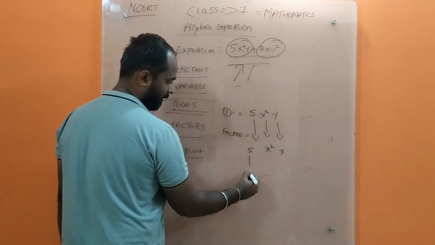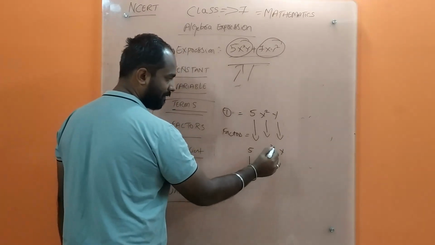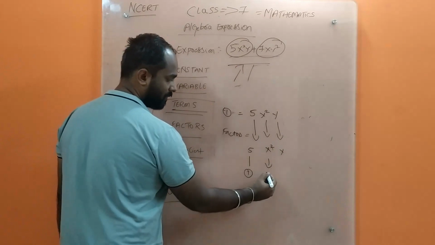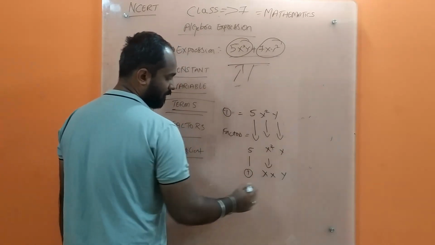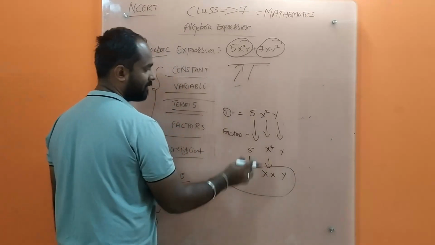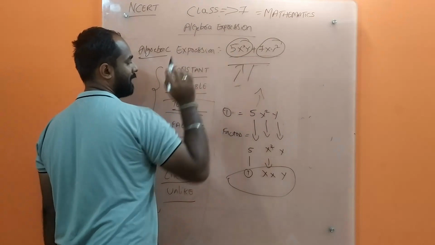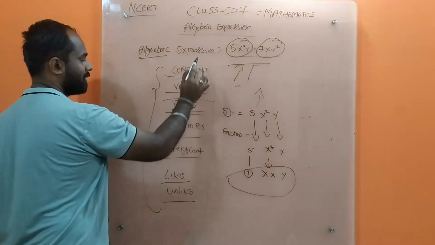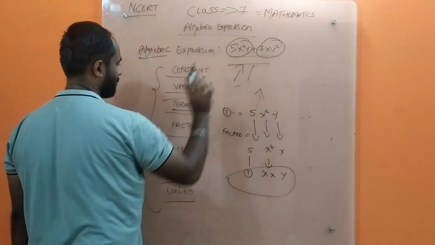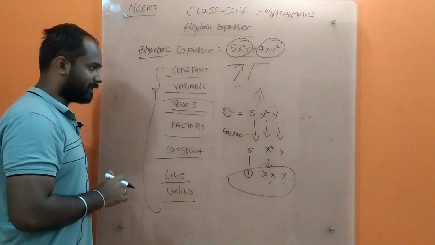So this is one item. Here x² means we have x to the power of 2, so it is 2. Then x, then y. The product of these factors is a term. The product of terms is called an expression. In an expression we have two things: one is constants, the numbers, and the other is variables. Here these are all variables and this is a constant number.